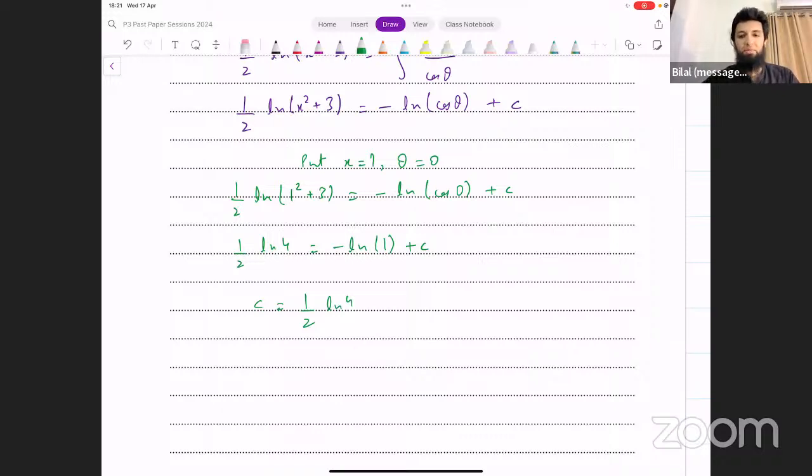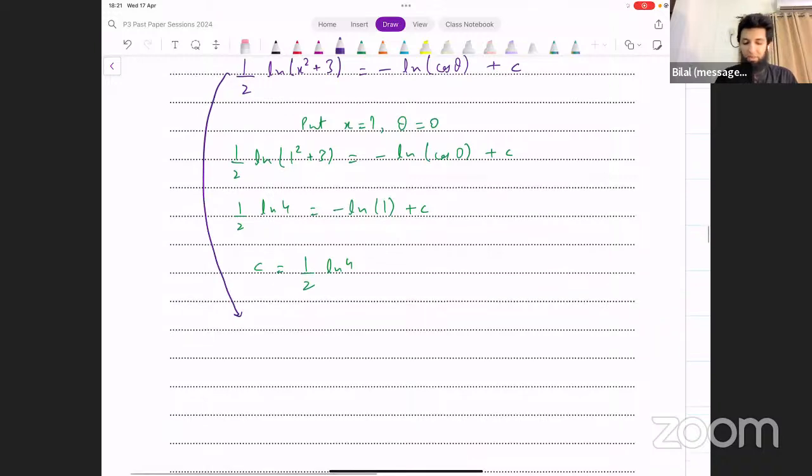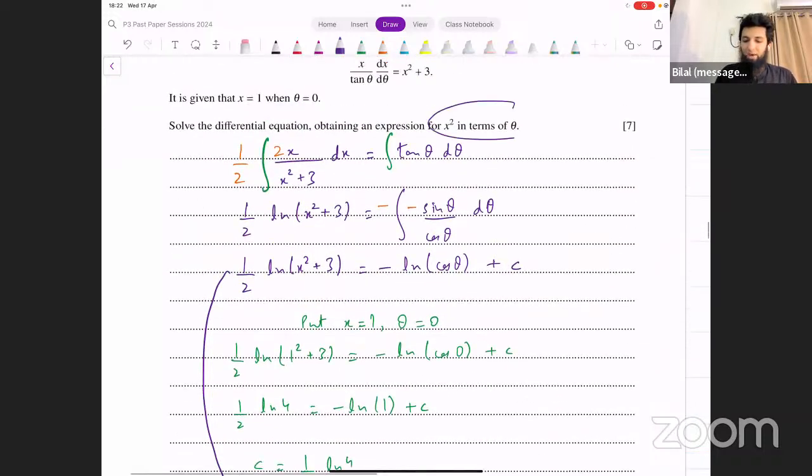Do not use decimals. In equations, you should not be using decimals anywhere. Okay, write this in exact form. So what does this equation become then? It becomes 1 over 2 into ln of x squared plus 3 equals minus ln of cos of theta plus 1 over 2 into ln of 4. Now, what do we want? They want x squared in terms of theta.